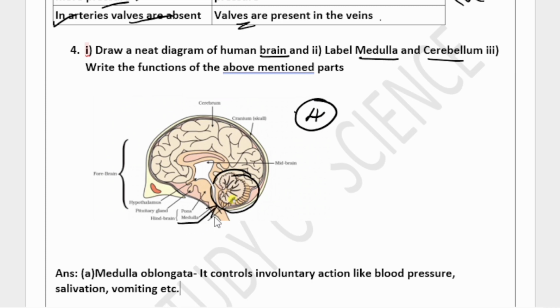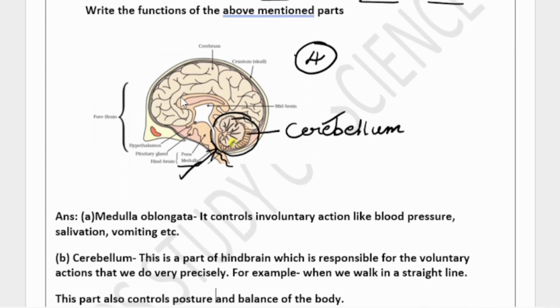You can observe this region, what you are seeing is medulla, and the one which is like a small bulged shape here, this is called cerebellum. What is it called? It is called cerebellum. So you want to label medulla and cerebellum. And also you have to write the functions of these two parts.